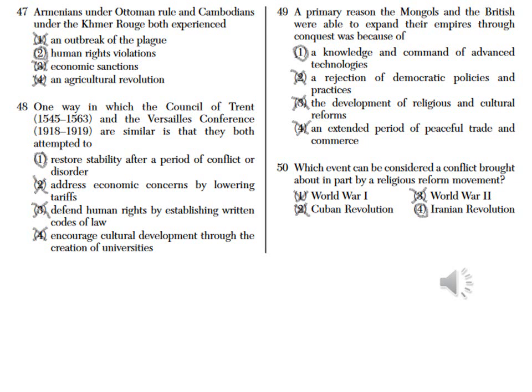So, 49, question 49. The primary reason the Mongols and the British were able to expand their empires through conquest was because, is it 1, knowledge and command of advanced technologies? Is it 2, a rejection of democratic policies and practices? Is it 3, development of religious and cultural reforms? Or is it 4, an extended period of peaceful trade and commerce? Of course, the answer is 1, a knowledge of command and advanced technology. So anytime a stronger country takes over a weaker one, it's most likely because they have better weapons.